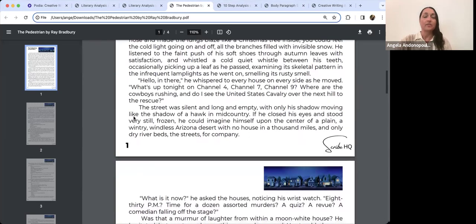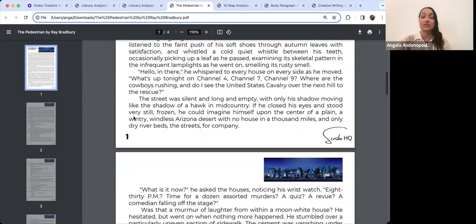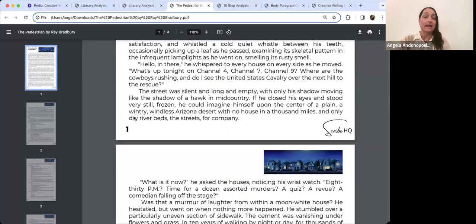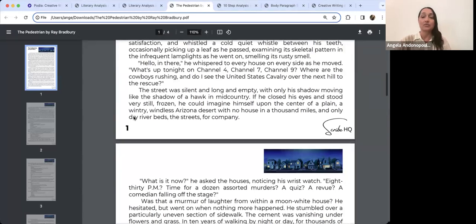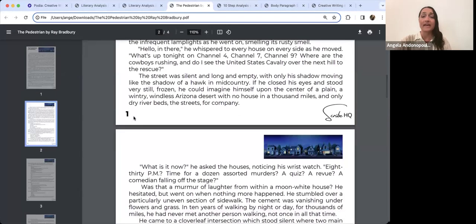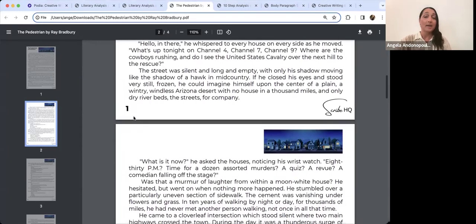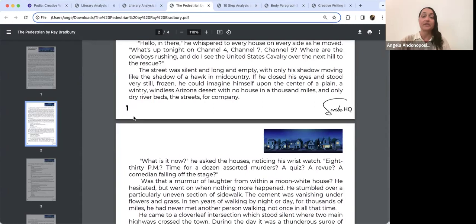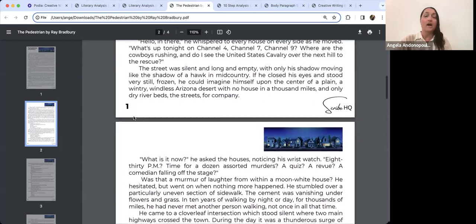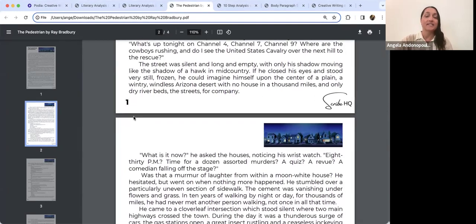He listened to the faint push of his soft shoes through autumn leaves with satisfaction, and whistled a cold, quiet whistle between his teeth, occasionally picking up a leaf as he passed, examining its skeletal pattern in the infrequent lamplights as he went on, smelling its rusty smell. Hello in there, he whispered to every house on every side as he moved. What's up tonight on Channel 4, Channel 7, Channel 9? Where are the cowboys rushing? And do I see the United States cavalry over the next hill to the rescue?